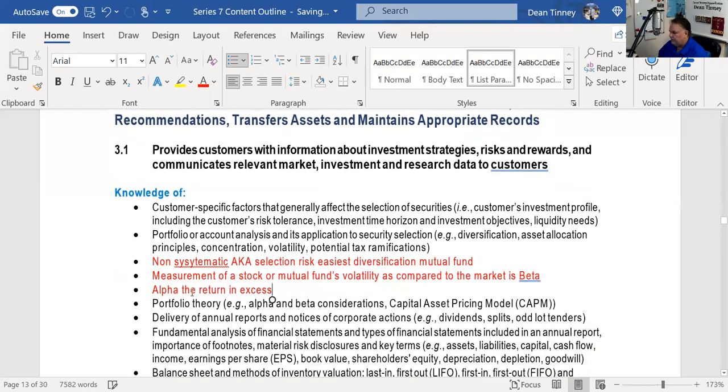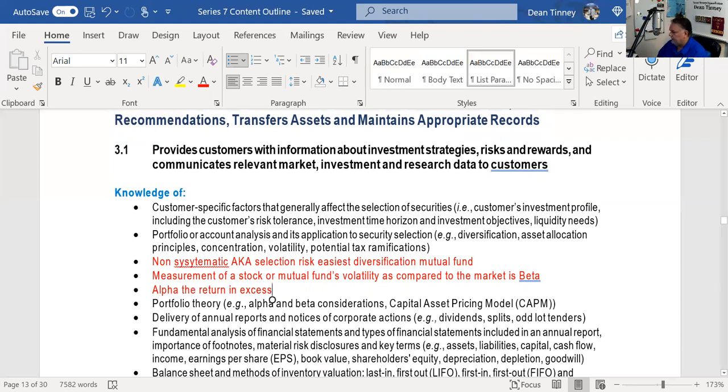Volatility, potential tax ramifications. Watching your securities go up, the capital gains tax is a transaction-based tax, and the easiest way not to pay it is not to transact, right? So, unrealized gains aren't taxable, but if you sell the securities, they certainly are. So you're tested on a general understanding of tax ramifications.